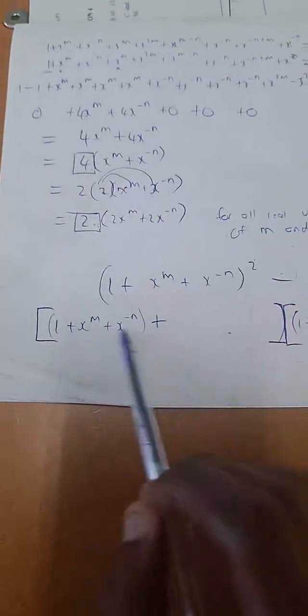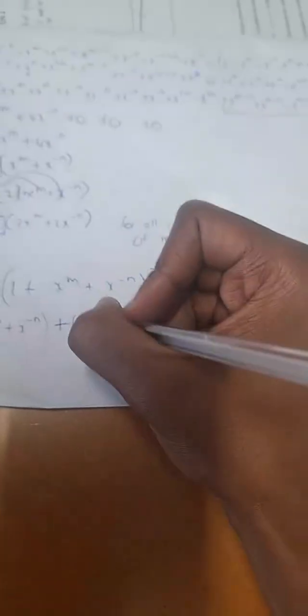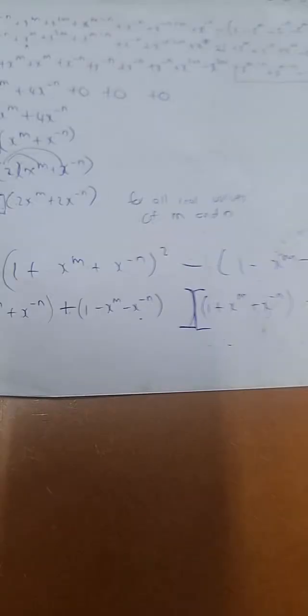Then obviously your first term is 1 plus x to the power negative n. The square root of the first term is your first term in each bracket. Then we write a plus in one bracket, we write a minus in the other bracket. We take the square root of the second term, which will give us 1 minus x to the power m minus x to the power negative n. All right?